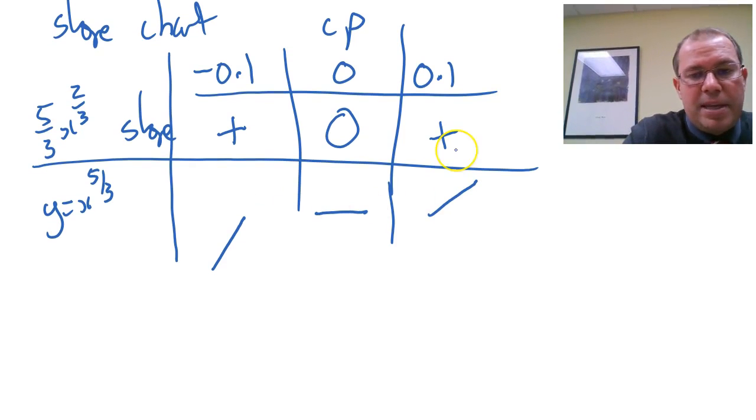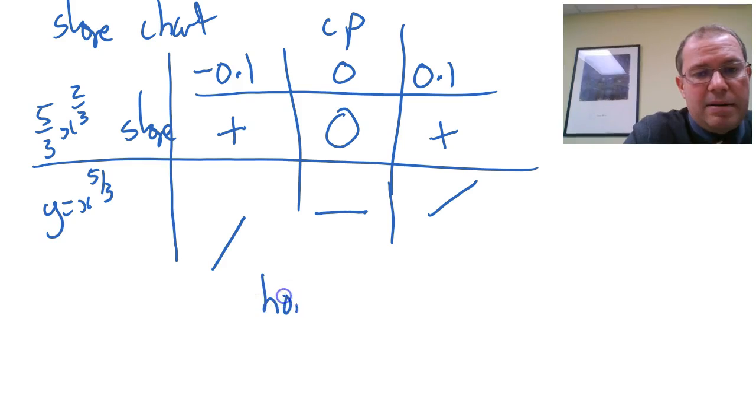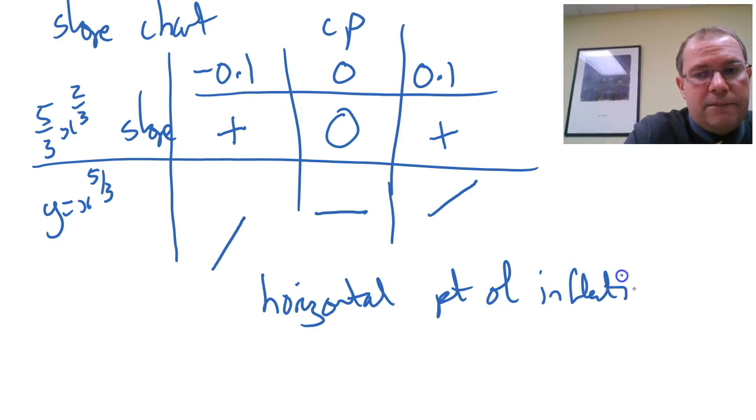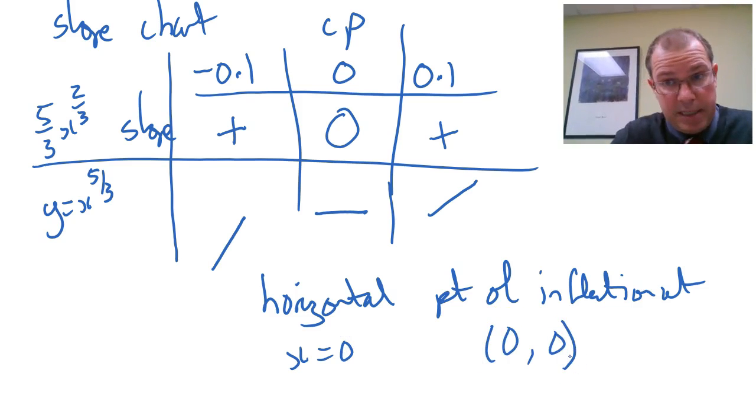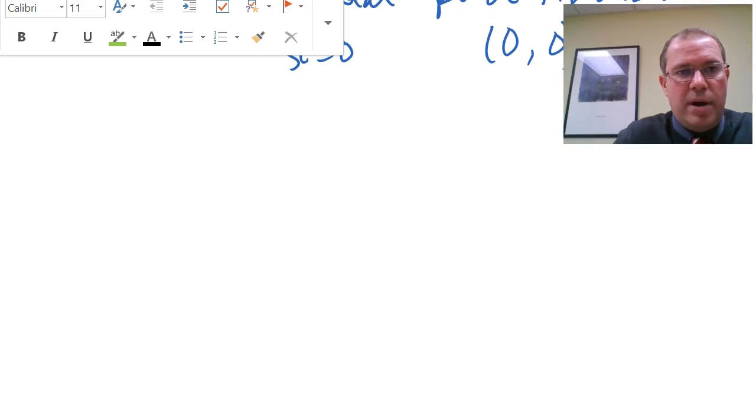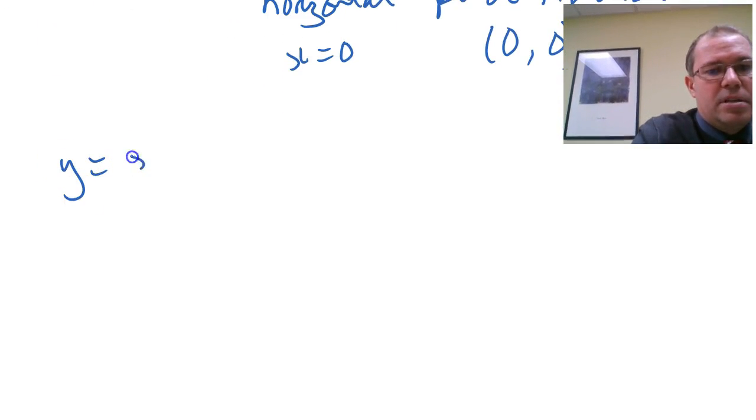So you can see with that shape there that we clearly have a horizontal point of inflection at x equals 0. And the point is actually (0, 0), isn't it? You sub in 0 and you get 0 out for y. Now, to sketch this, it might be interesting just to think about whether it's an odd or an even function. So let's explore y equals x to the power 5/3.